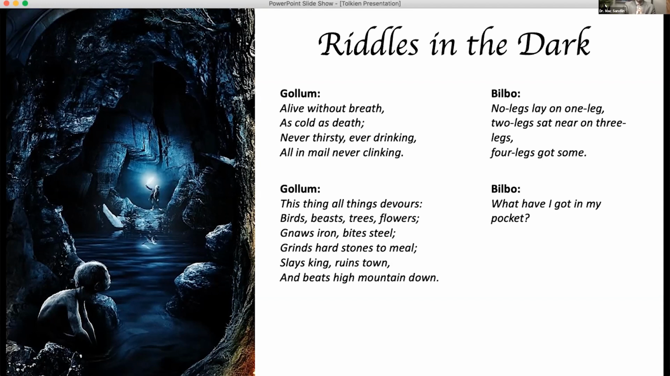What have I got in my pocket? And of course, Gollum gets 3 guesses at it. He can't guess it, though I like the scene where he almost gets it by saying "hands," and Bilbo snatches his hands out of his pockets just in time, and so he's saved.